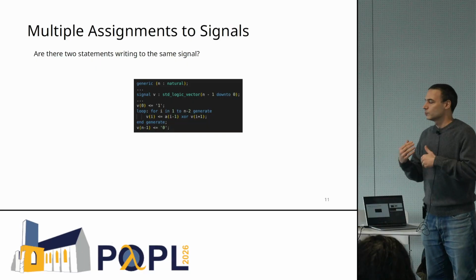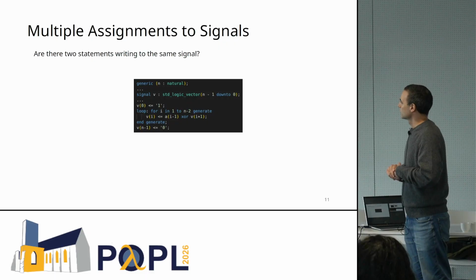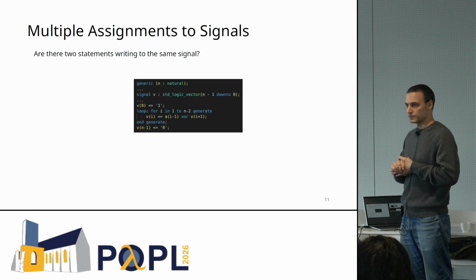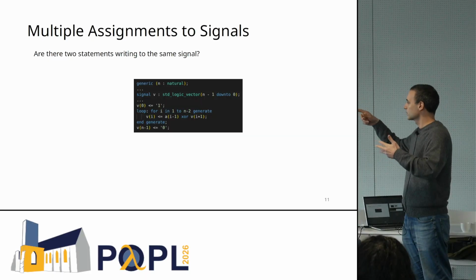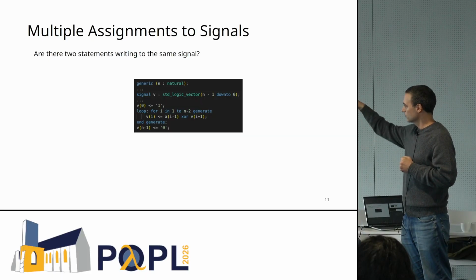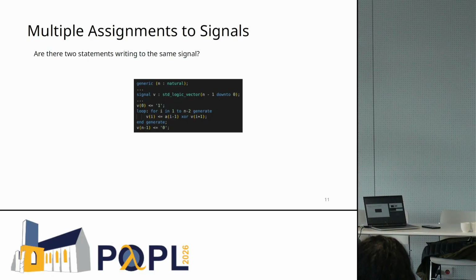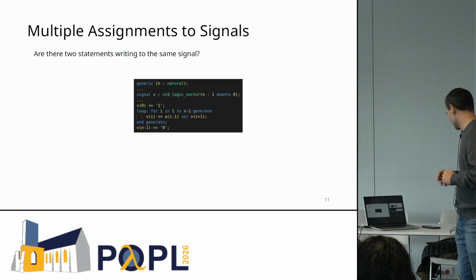So what do I mean by multiple assignments to signals? Here in this example, you have a vector v of size n, so generic n, and this is a simple definition of the values of the vector v. So v0 is assigned first, and this loop assigns values between indices 1 to n-2, and then the last value is assigned at the end. So this looks okay, but of course this depends on n.